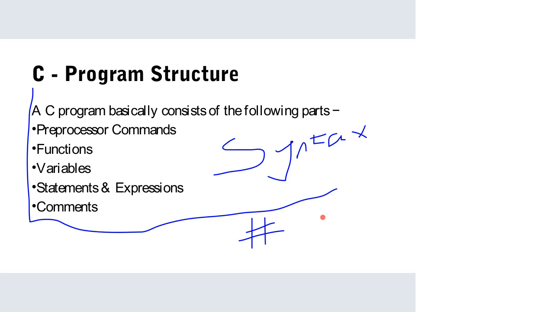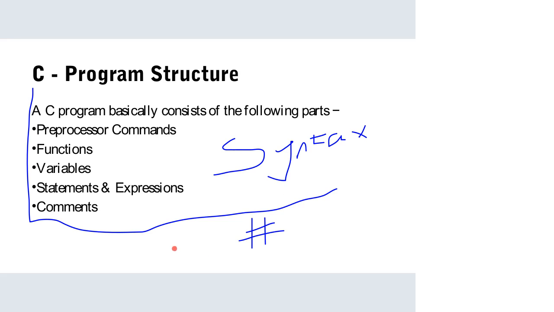So that's the skeleton structure of a C program. That's how we'll write our programs: preprocessor commands, a few functions, variables, statements and expressions, and comments, that is if you like. But it's good programming practice always to comment your program. Give comments to show exactly what you're doing.